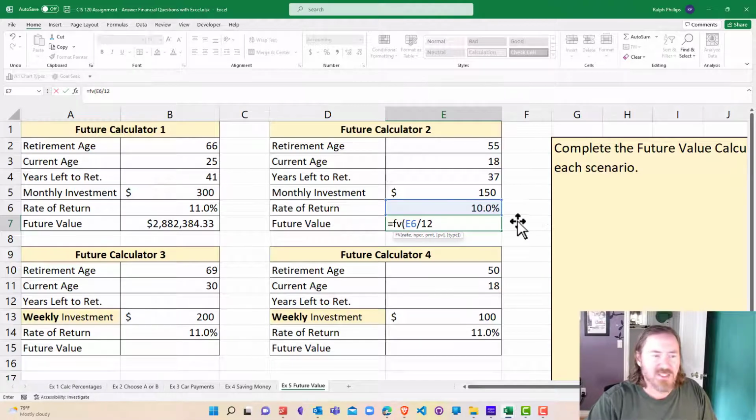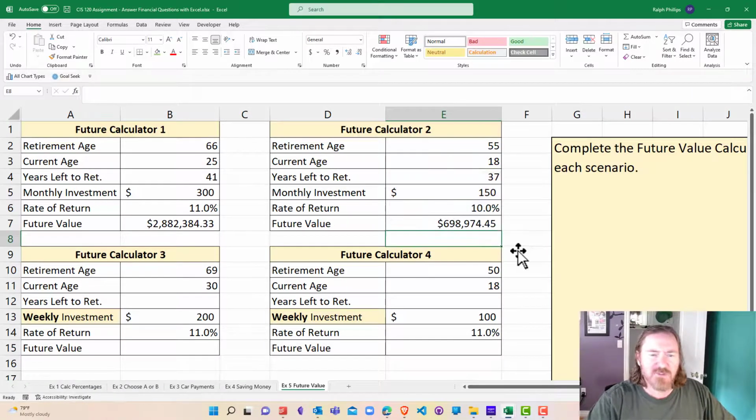Now remember, this person's got a lower rate of return and they are investing less per month, only 150 instead of 300. Comma, number of payment periods is the number of months. Oh, and they're also doing it for fewer years, fewer months. Number of years times 12, comma, negative version of the monthly investment, closing parentheses, enter. This person will have about 700 grand at age 55.